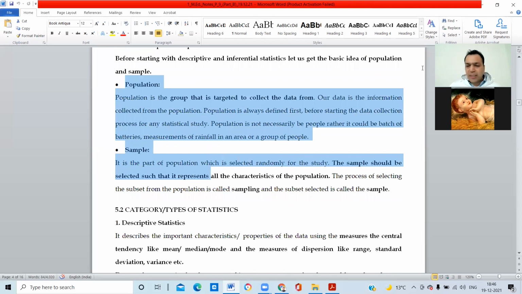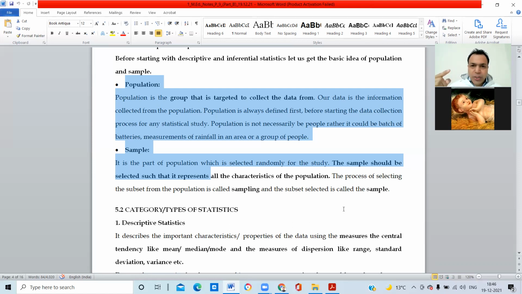You are aware of population and sample; I will discuss again. Population is basically your target group. I take one example so you understand the whole thing. For example, you want to check the computer knowledge of 7th class students of convent schools across India. This is your population, right?